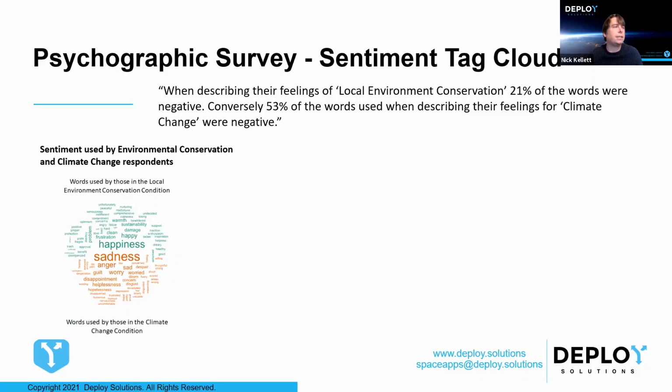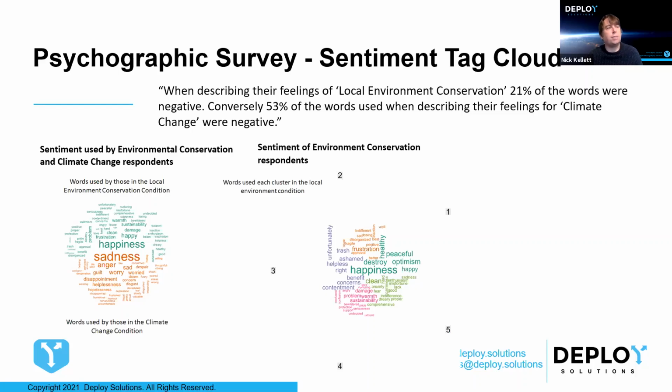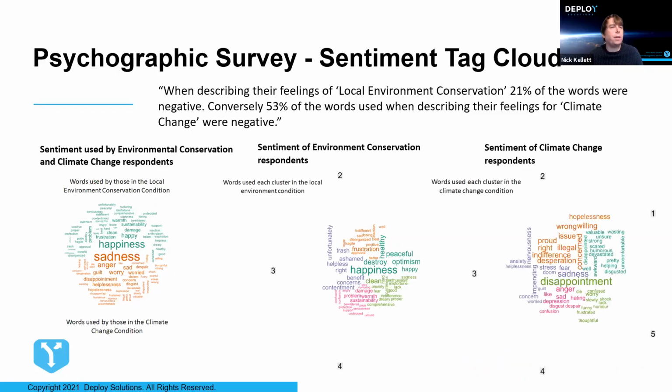And you can see on the left-hand side, there's an example of that tag cloud. These are the words used by those responding about the local environment. At the top, they're in green, they're happier. The ones at the bottom are those who were responding about their climate change feelings. And then they did some cluster analysis, which again, you can see the words popping out here: words like disappointment, sadness, doom, desperation, all related to climate change, whereas on the environmental conservation side, you see words like peaceful, optimism, happiness. I mean, there are still some negative words, but generally it's a much more positive opinion. So we think this is a pretty interesting finding.